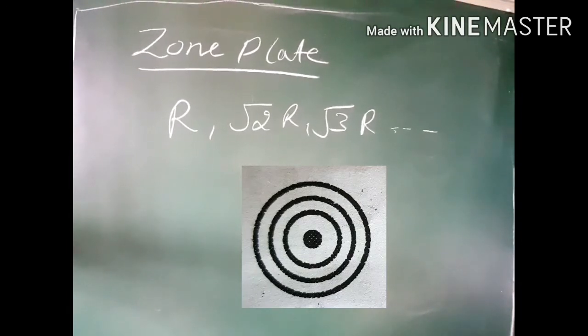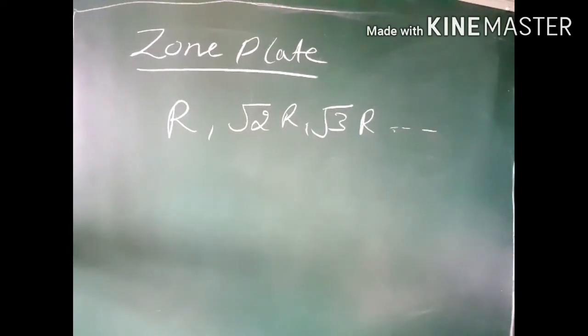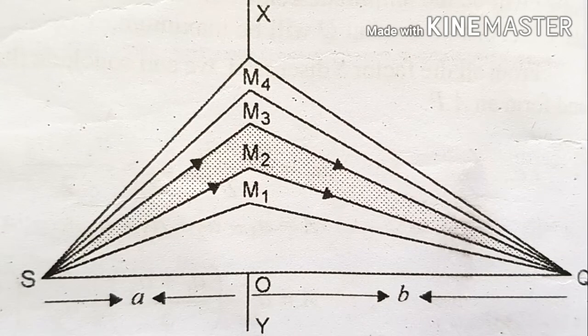Now the theory of the zone plate, how it works. Suppose S is the monochromatic source of light and XY represents the cross section of the zone plate, and M1, M2, M3 and M4 are the surfaces of the zone plate, first, second, third and so on. Suppose small a is the distance between the source of light and the zone plate, and small b is the distance between the zone plate and the screen or the point Q.